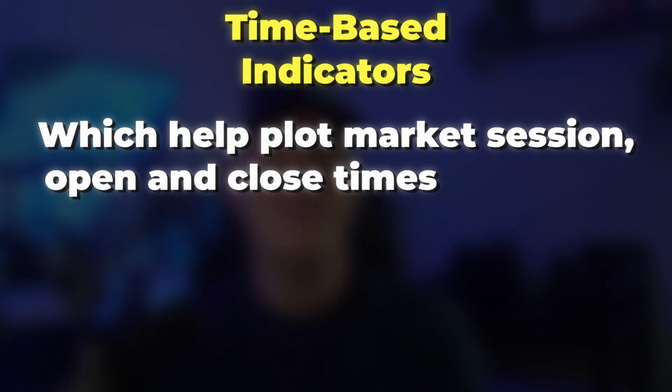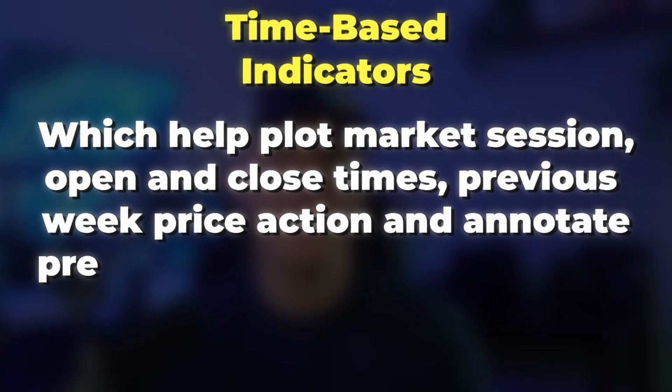I personally don't use price-related indicators, as I use a naked chart and I just focus on price action itself. The indicators that I personally use are time-based, which help me plot market session open and close times, previous week price action, and annotate previous day and previous week highs and lows. Just be careful with indicators because there are thousands of them and it's an easy rabbit hole to fall into and get lost in. And I can also confidently say that no indicator can compare to learning pure price action itself, because most indicators are lagging, which means they will paint on a chart after price moves, and they can also repaint. So depending on what strategy you choose to learn and from who will most likely determine which indicators you should use, if any.